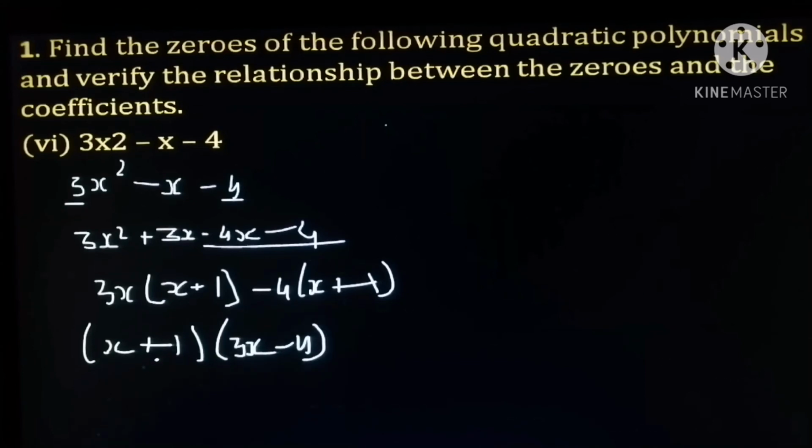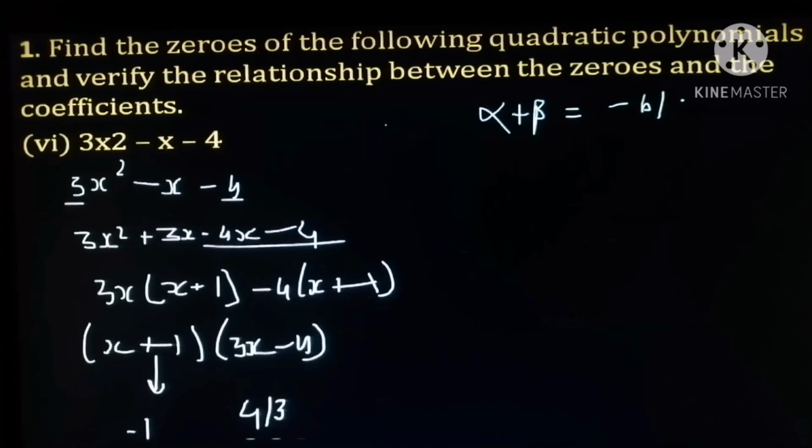You'll equate them to 0. This one will give you x plus 1 is equal to 0, so x is equal to minus 1. This will give you 3x minus 4 is equal to 0, 3x is equal to 4, and x is equal to 4 upon 3. Now again you have to verify the relations. Alpha plus beta should be equal to negative b by a. Alpha is minus 1 plus beta is 4 by 3.